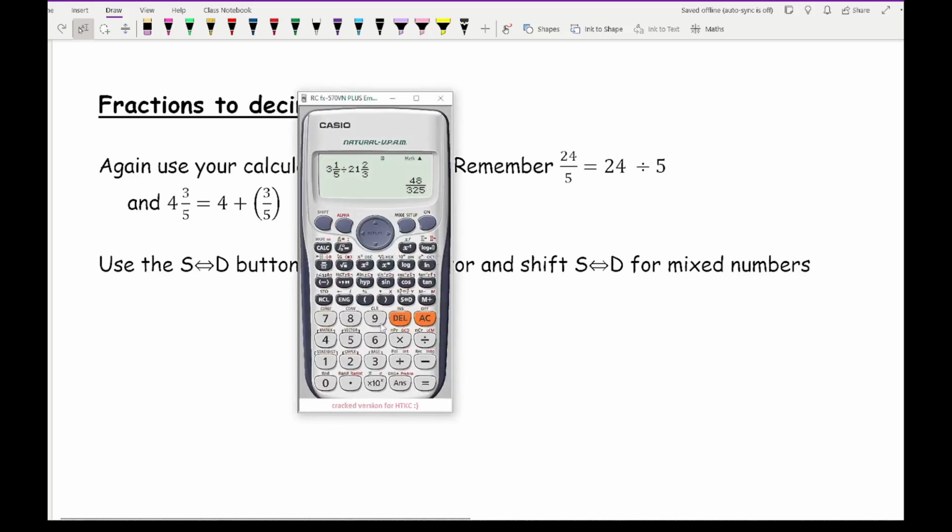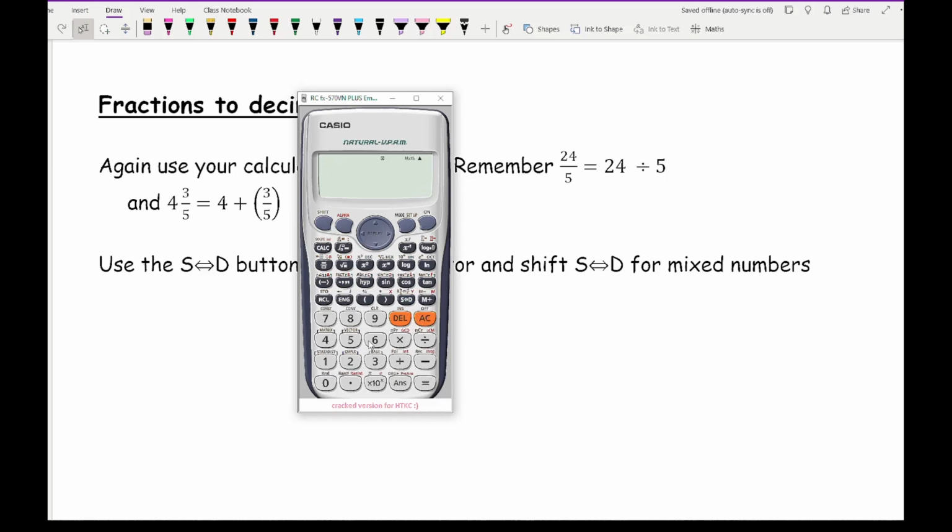So again, if I get my calculator, and let's say I want to do 24 over 5, let's put that in as a fraction. Press equals, it gives me as a fraction, but if I press the SD button, it will then automatically convert it into a decimal for me.